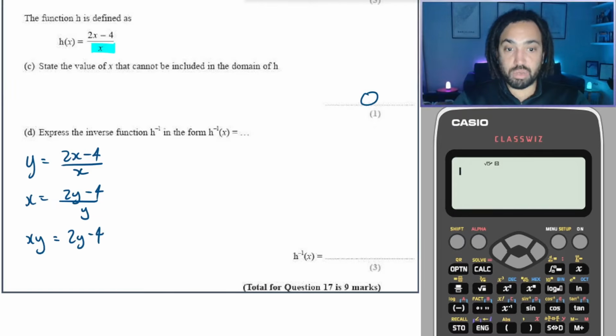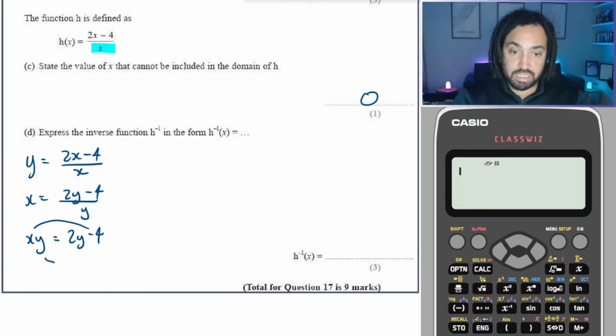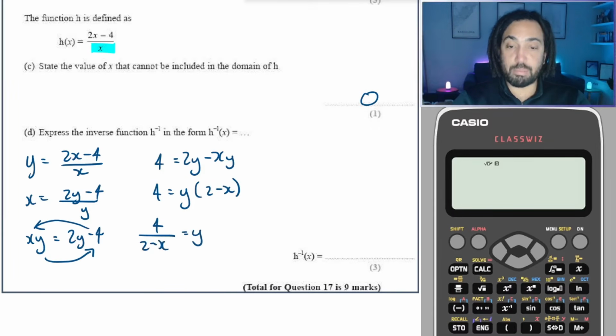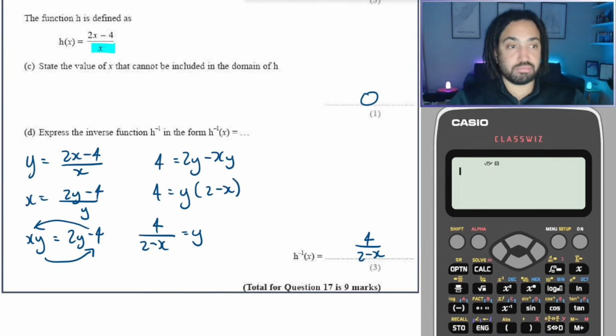And then we will move, what are we going to move? Let's move the 4 to this side and the xy to this side. So it gives me 4 is equal to 2y minus xy. Yep, that looks good to me. So now we can take out a factor of y, and then we can divide through by that factor. Brilliant. And now we can say that the inverse function is 4 over 2 minus x. Beautiful.